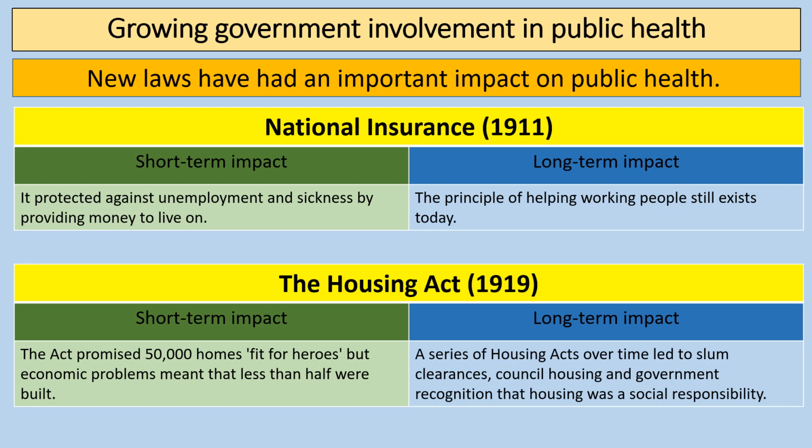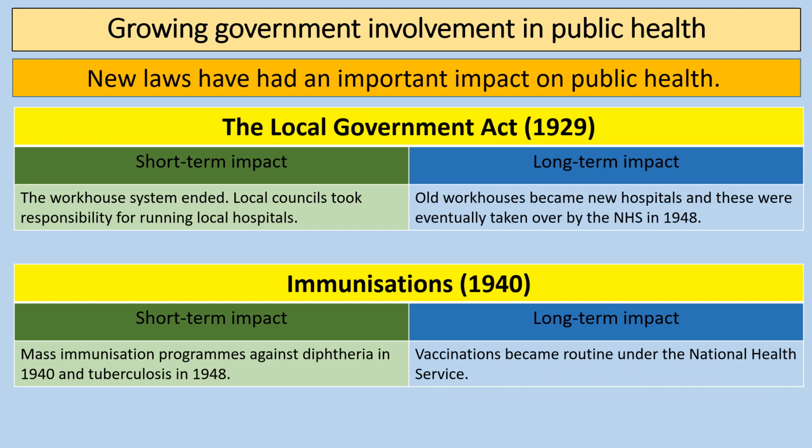After World War I, the Housing Act of 1919 promised 50,000 homes fit for heroes, but economic problems meant that only about half were built, just less than half. But a series of housing acts over time led to slum clearances, council housing, and government recognition that housing was a social responsibility.